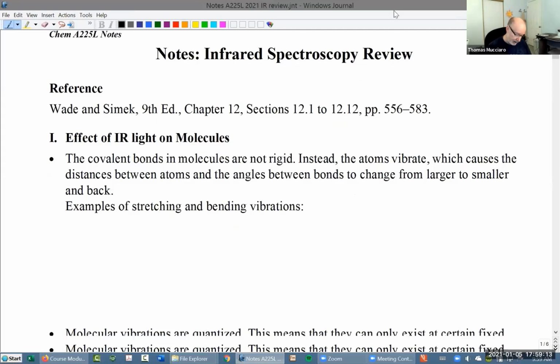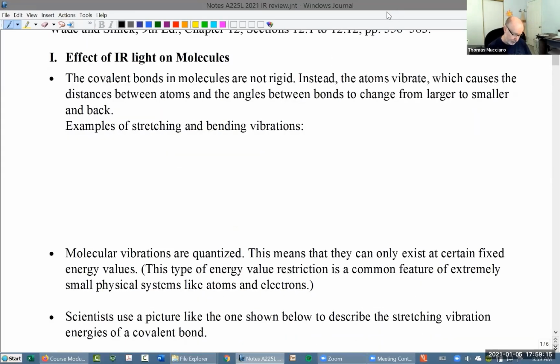Alrighty, so let's talk about IR. Okay, so the IR is based on a simple principle, or explores a simple characteristic of bonds, and that's that bonds are not rigid. Okay?